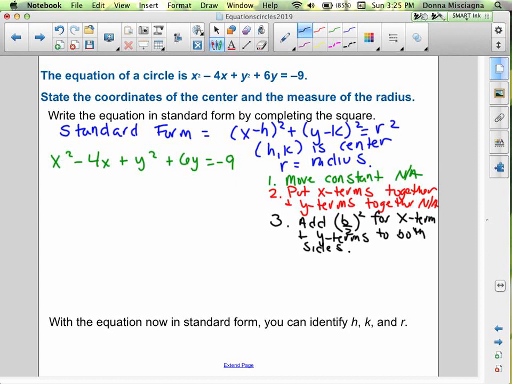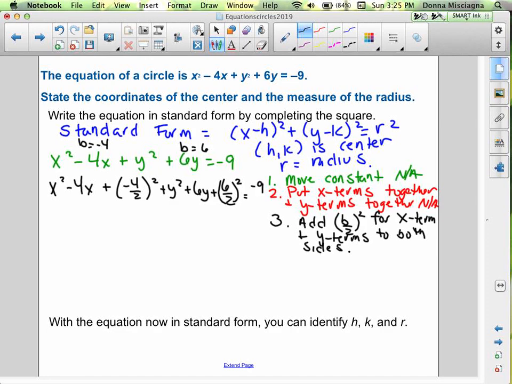So we have x squared minus 4x. b is negative 4; it's the coefficient of the x term. And for the y terms, b is 6. So we're going to add to both sides (negative 4 divided by 2) squared. And then we need the y squared and the 6y, and we'll add (6 divided by 2) squared to both sides. And of course, I have no space on the other side.